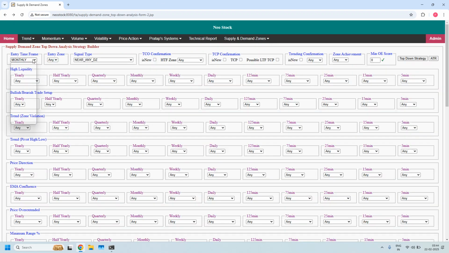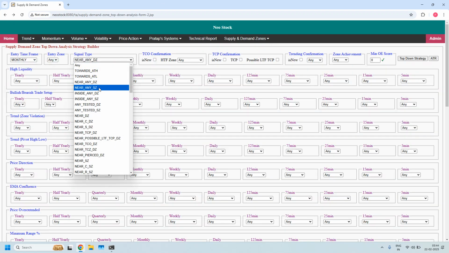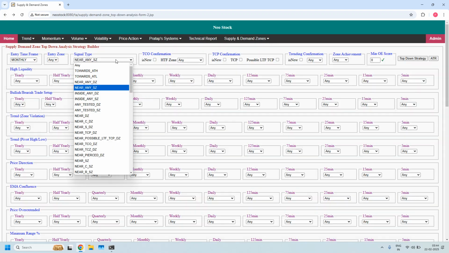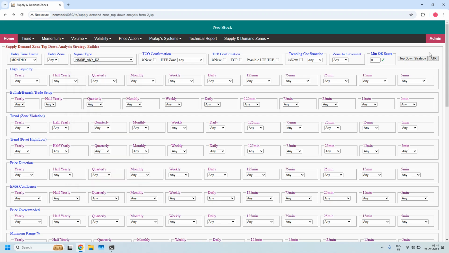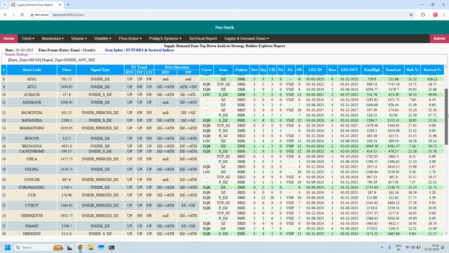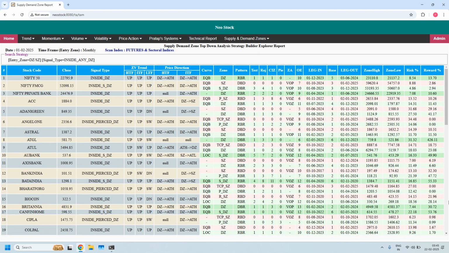Next, monthly time frame, stocks near monthly supply zone. We got 2 stocks. Next, monthly time frame, price closed inside the monthly demand zone. We got 58 stocks. First 19 stocks in the list.